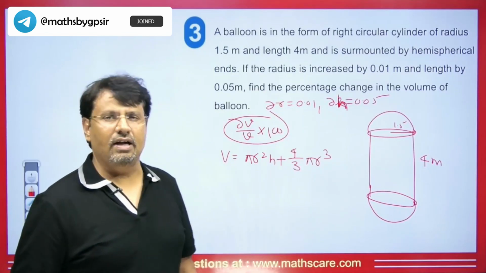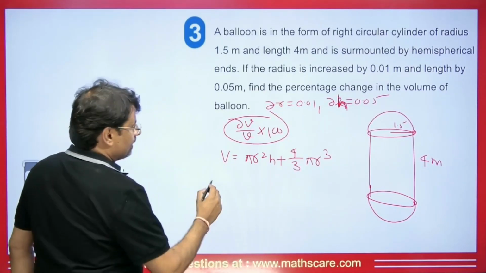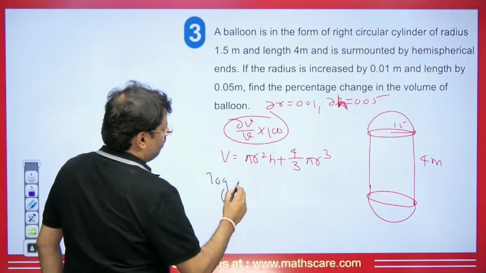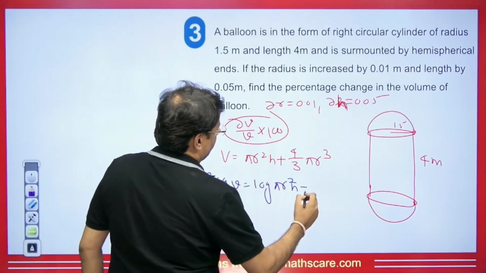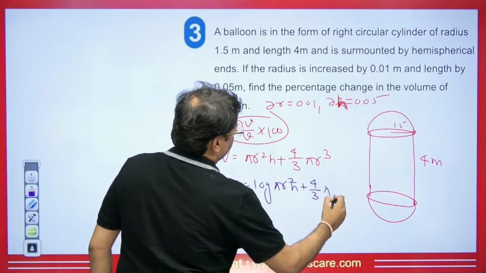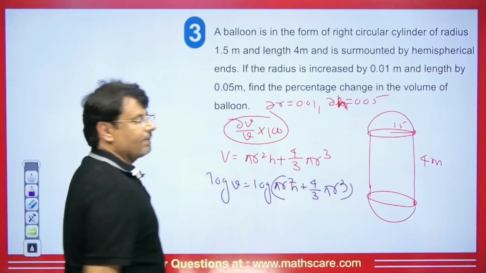Here what will we have? We will have its formula. Here what will we do? We will take the log of this, right? So this will be log V is equal to log of pi r square H plus 4 by 3 pi r cube. Clear? Here we will have its value with us.